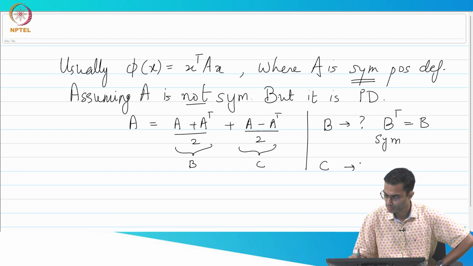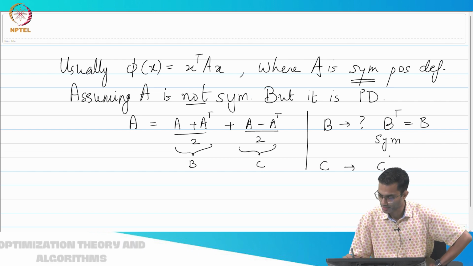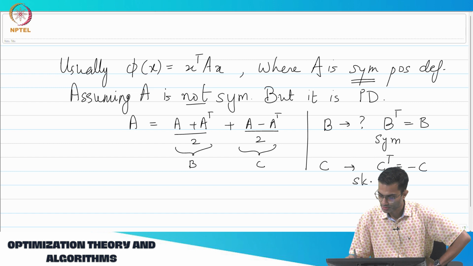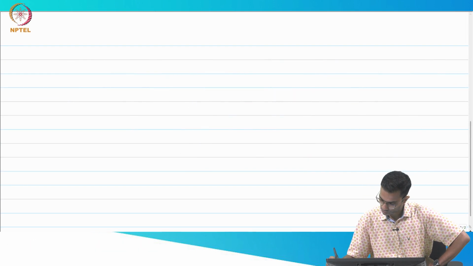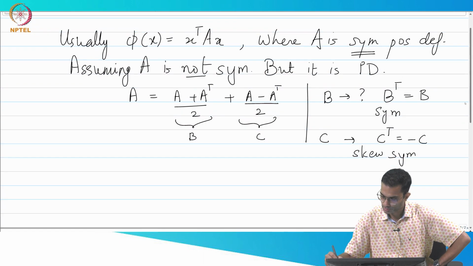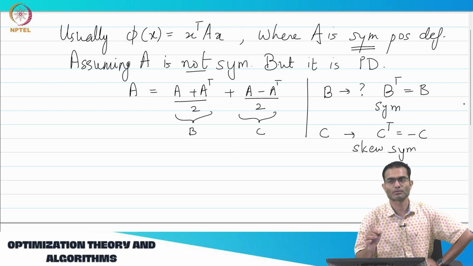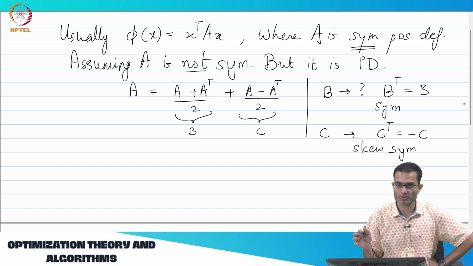What about C? Anti-symmetric or skew symmetric, because C transpose is equal to minus C. So let's call this skew symmetric. Before we go ahead, what is the simple conclusion of this? Any matrix can be written as part symmetric, part skew symmetric.